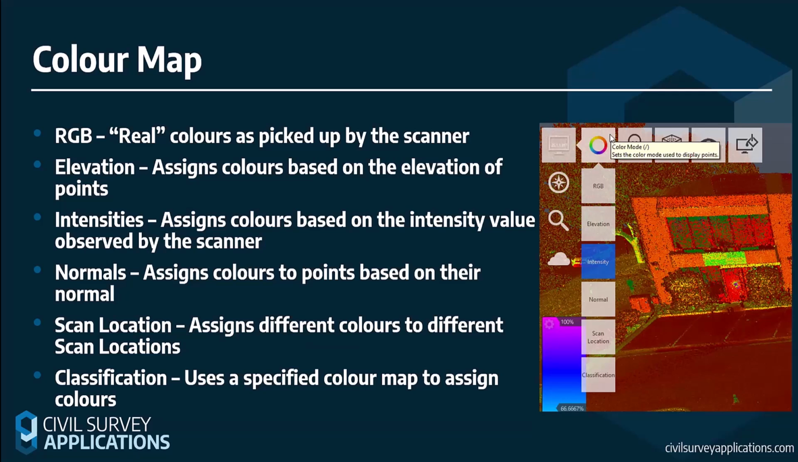Elevation, so you can set up elevation ranges along with the colors attached to each range. Intensities, depending on the scanner you've got, it'll pick up the intensity of the laser to assign a value to the point, and we're able to visualize that intensity. Normals, again, picked up by your device. Scan location, so if you've done a point cloud and you picked up multiple sections of that point cloud, you're actually able to set it up so that you can visualize each section individually.